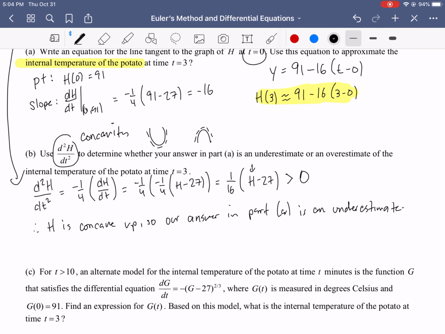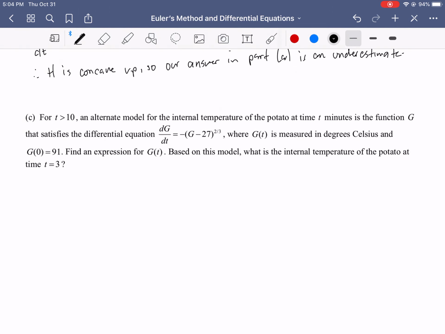Okay, so letter C now is going to throw a different differential equation at us. It says for t greater than 10, an alternate model for the internal temperature of the potato is the function g that satisfies this differential equation, where g is measured in degrees Celsius and g of 0 is equal to 91. So once again, there's my initial condition. And this time the question is asking us to find an expression for g of t. Okay, well that is just fancy language, or maybe not fancy language, for find the particular solution to the differential equation.